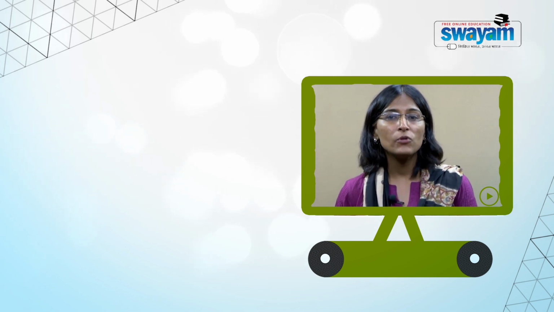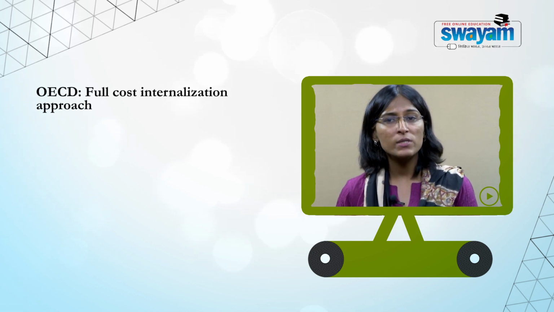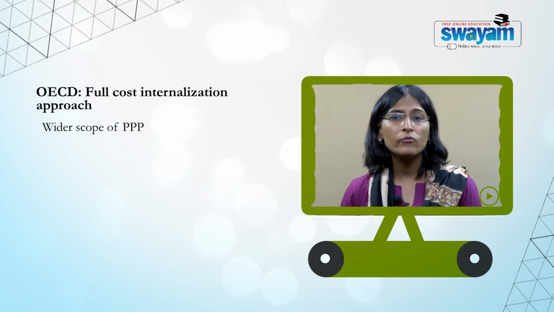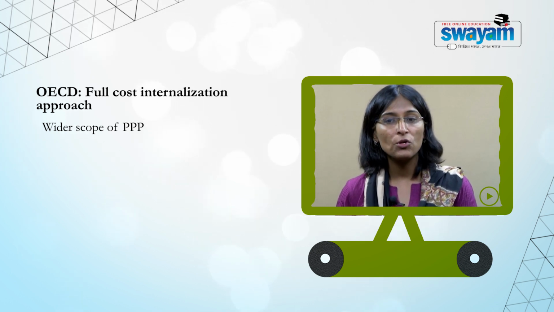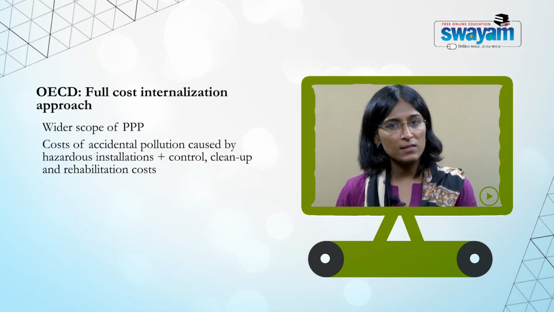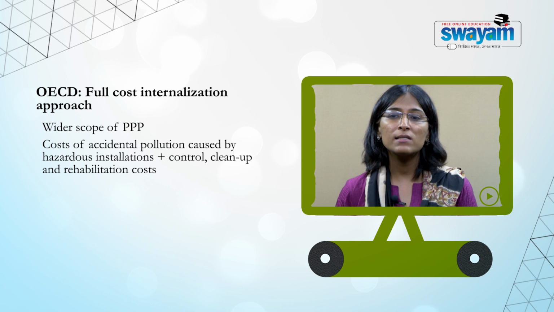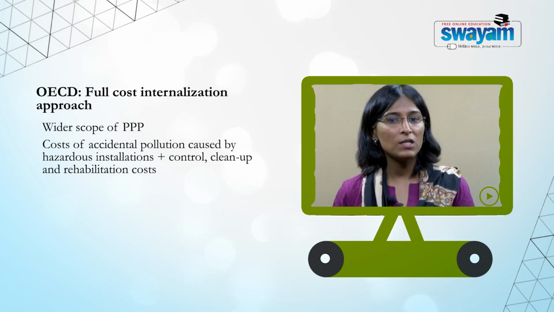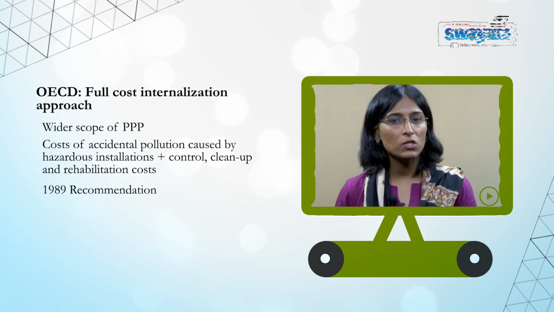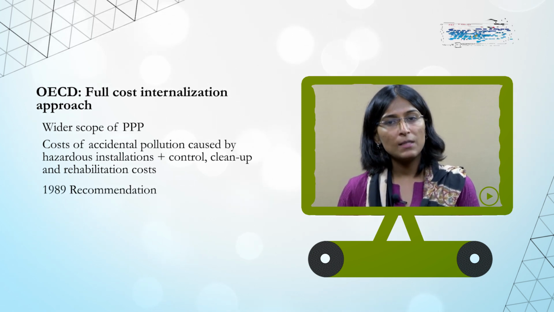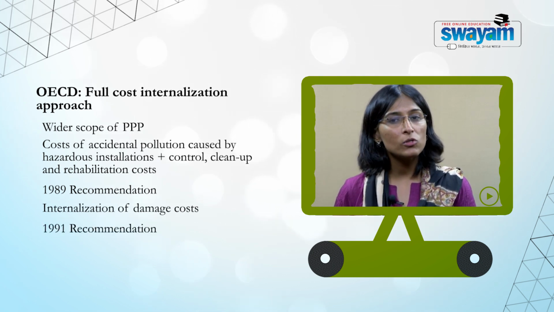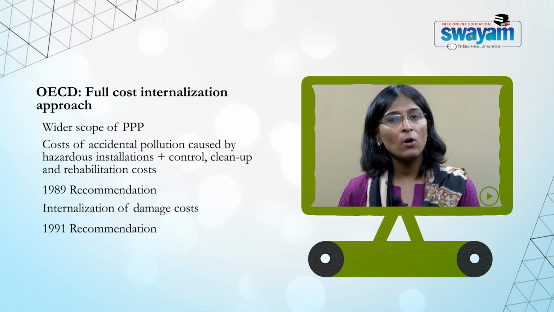The other element of the OECD approach follows a wider scope of the polluter pays principle. This is known as the full cost internalization approach, which includes the costs of accidental pollution caused by hazardous installations as well as control, cleanup and rehabilitation costs. This is reflected in the 1989 recommendation of the OECD. Subsequently, the 1991 recommendation of the OECD also talks about internalization of damage costs.